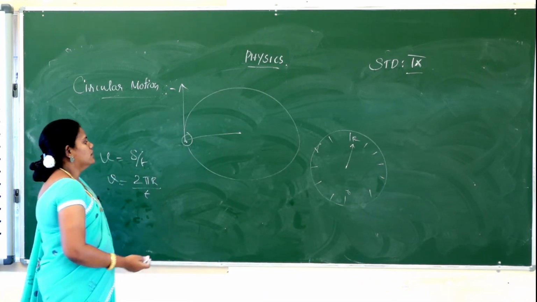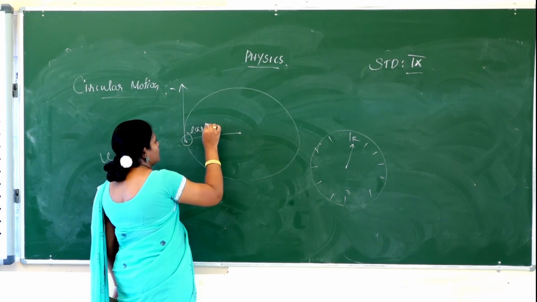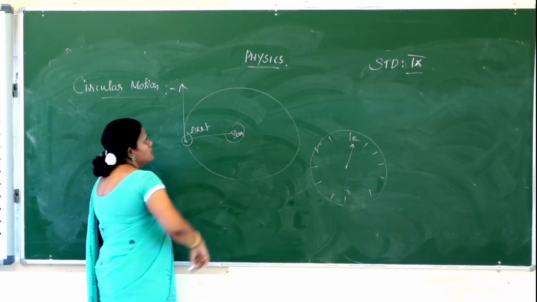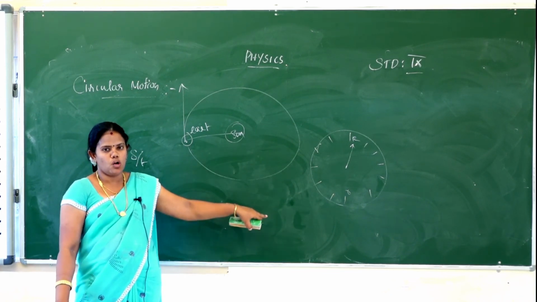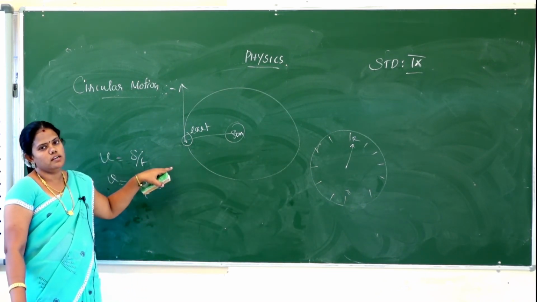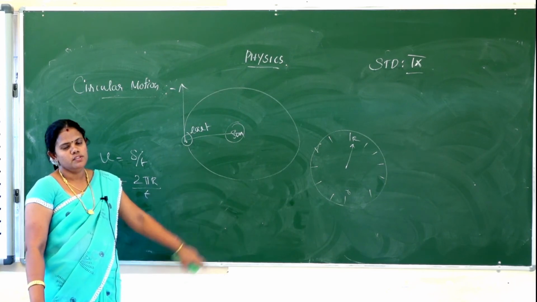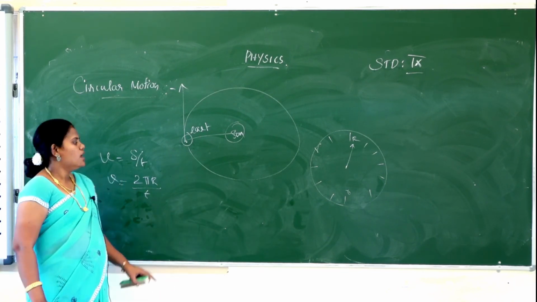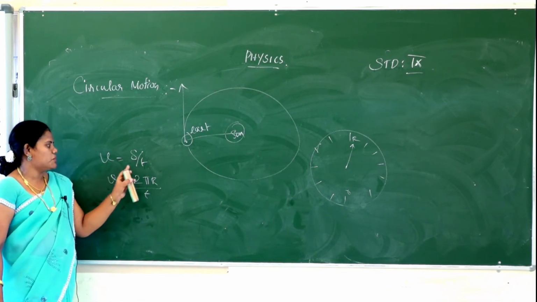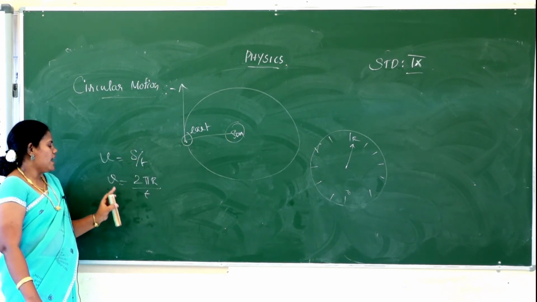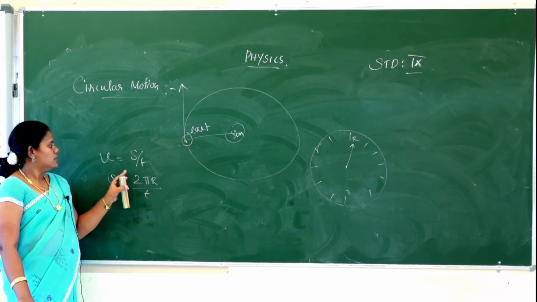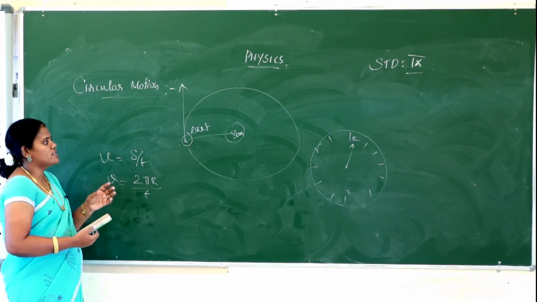Likewise, the earth revolves around the sun, the second hand moves around the clock, and the moon revolves around the earth. These are all examples of circular motion. And the velocity of circular motion is equal to distance by time. The distance is the circumference of the circle, so v is equal to 2 pi r by t. So that is called circular motion.